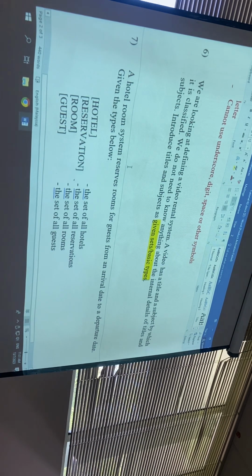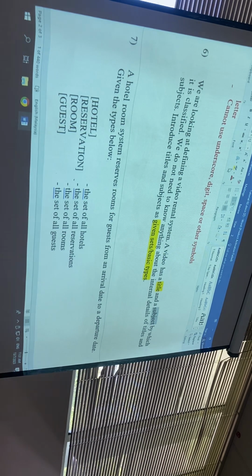Let's say you are going to define a video rental system where a video has a title and subject, by which it is classified. We don't need to know anything about the internal details of the titles and subject, what the titles are, what the subjects are, whatever is inside there. Just that we are going to say that those details of titles and subject are of type basic type, or given set. So how are you going to do this?